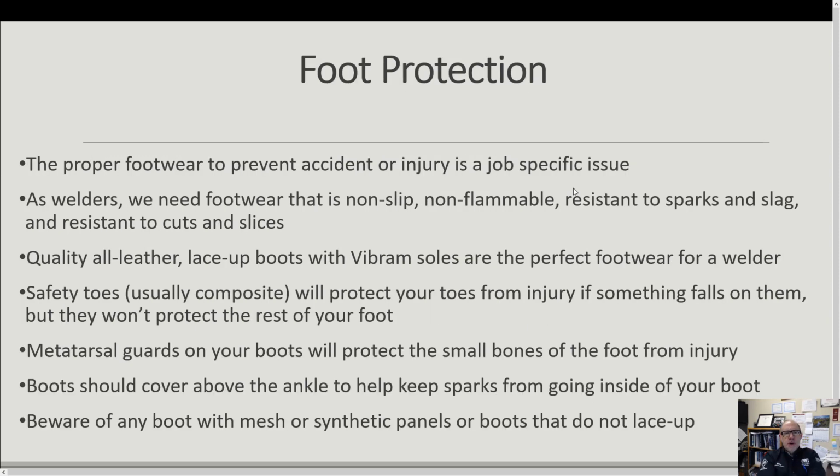Foot protection. Proper footwear to prevent accident or injury is a job-specific issue. Welders, just like everybody else, honestly, our biggest hazard is going to be slips. So we want non-slip footwear. We also want it to be non-flammable, resistant to sparks and flags, and tough enough to stand up to cuts and slices walking around pieces of steel. For me, quality all leather lace-up boots with Vibram soles are just about perfect.